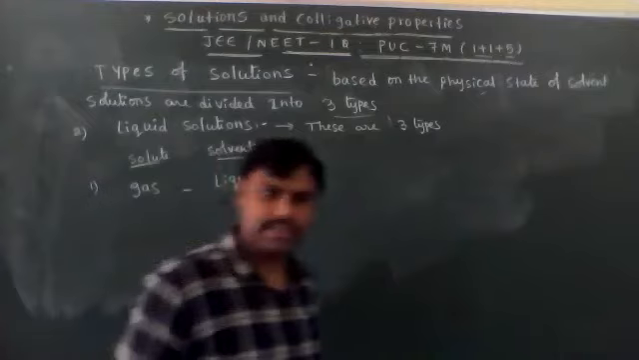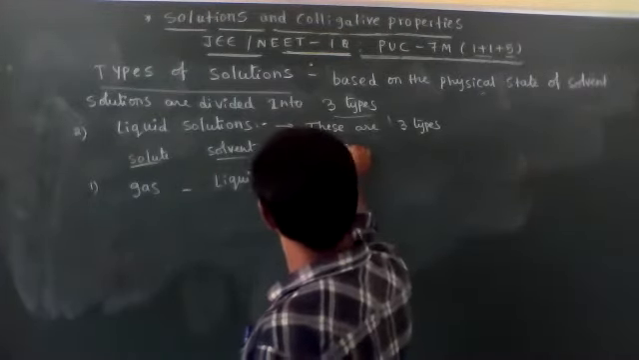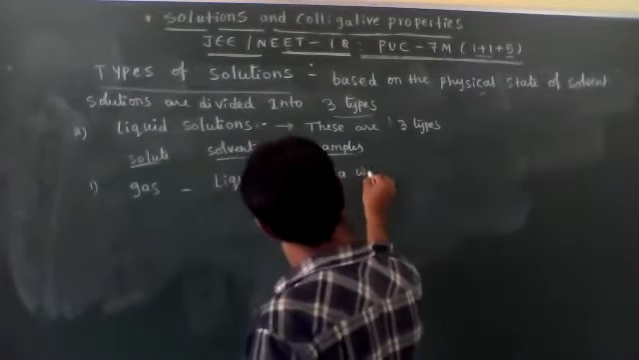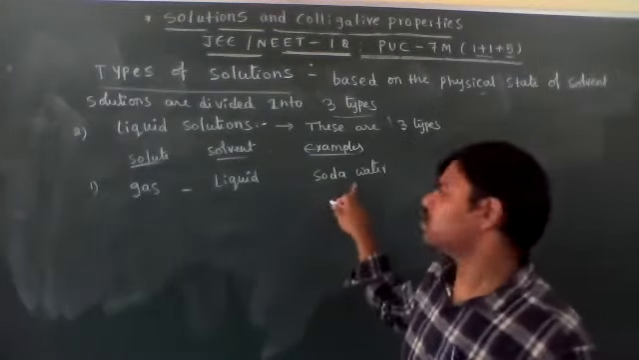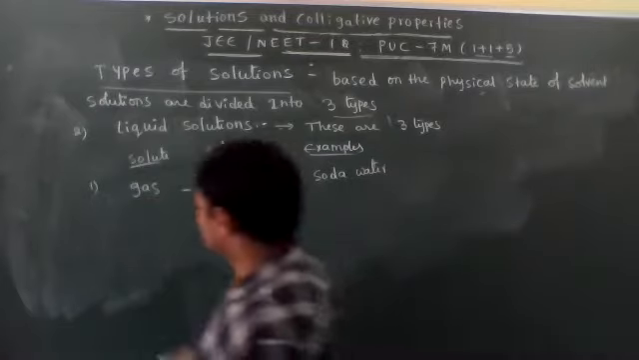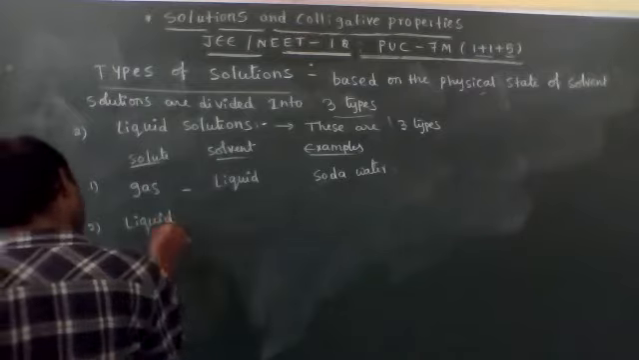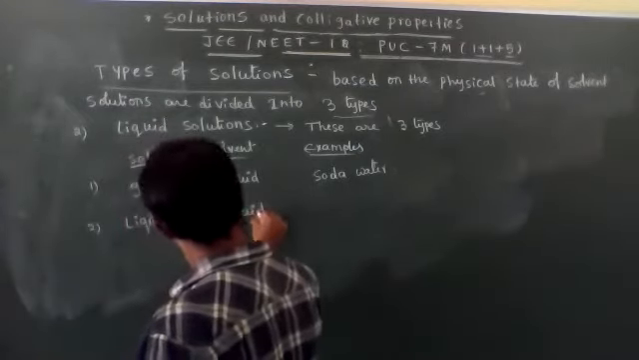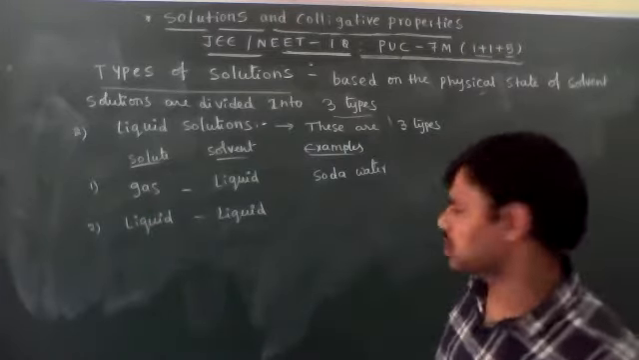Gas in liquids is nothing but soft drinks, for example soda water. CO2 gas is present in water, that is called soda water. These are examples for the gas in liquid type of solutions. The second one is liquid solutions, where both solute and solvent are in liquid state.